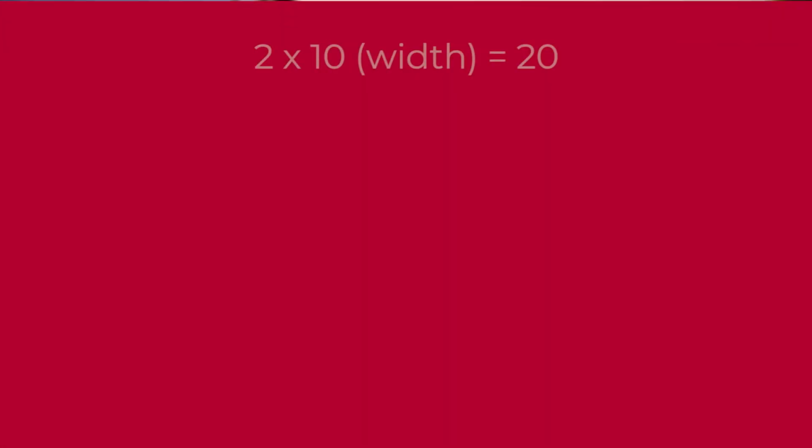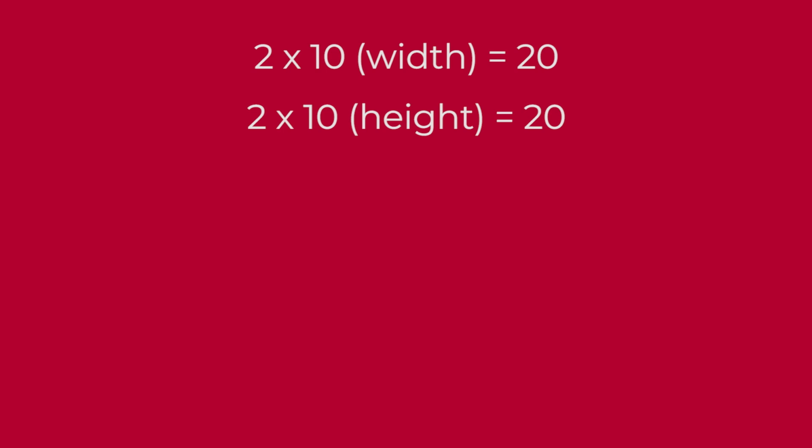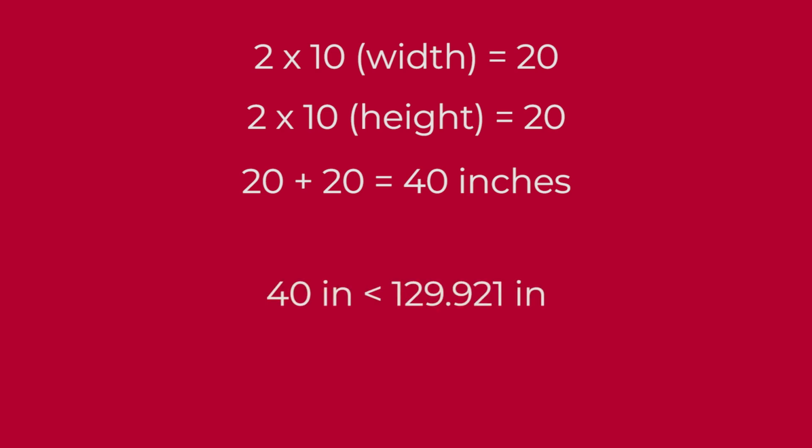So, 2 times 10, which is the width, equals 20. 2 times 10, the height, equals 20 again. Add those together. 20 plus 20 equals 40 inches. Since 40 inches is less than 129.921 inches, it is not subject to this rule. But a package with a larger height, like 60 inches, is. So let's do that math.